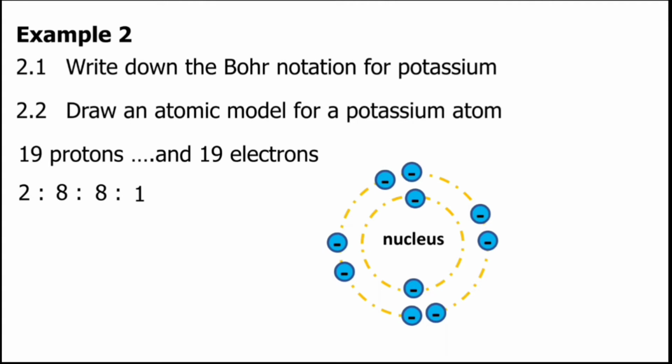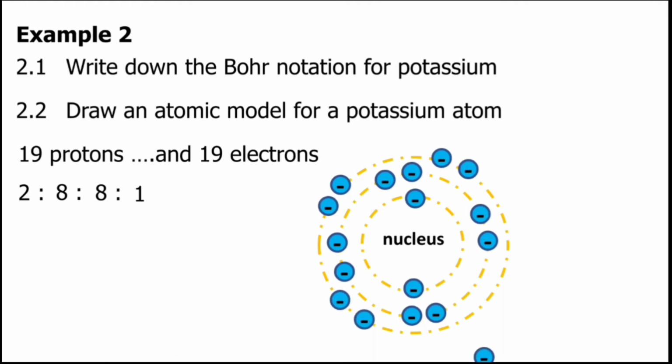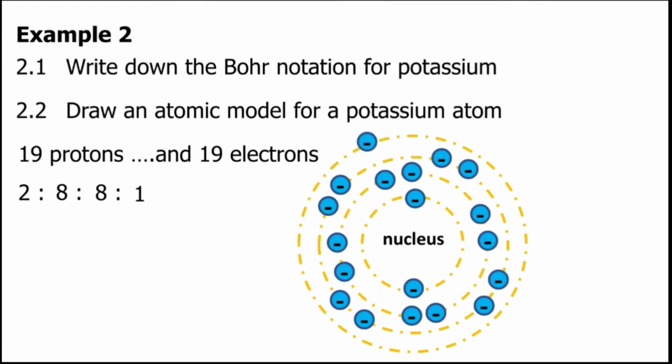Right? In the next orbital, I'm going to place another 8 electrons. 1, 2, 3, 4, 5, 6, 7, 8. And then in the last orbital, I must place how many electrons? 1. I have managed to draw the atomic model for a potassium atom.